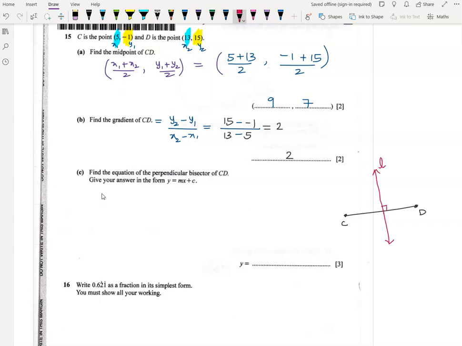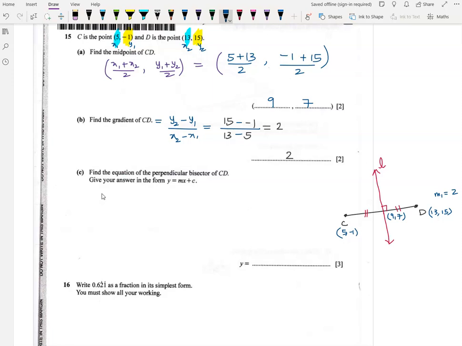Okay. And plus it will pass over the midpoint. Now, we know the coordinates of C and D. C is (5, -1) and D is (13, 15). We found the midpoint, which is (9, 7). And we also know the slope of line CD is 2. You need to find the equation of line L, which is the perpendicular bisector.